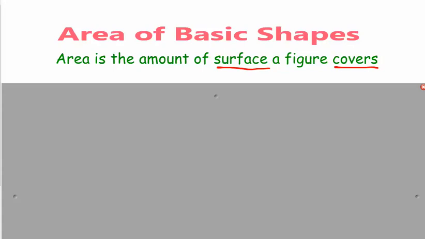So area is just the amount of surface that a figure covers. We're looking at just two-dimensional shapes, so it has a length and a width to it. For example, if I were to put a piece of paper on your desk, that space that it covers on your desk, that is the area.